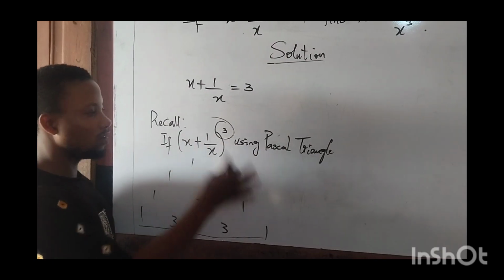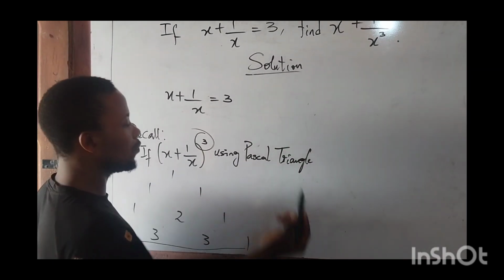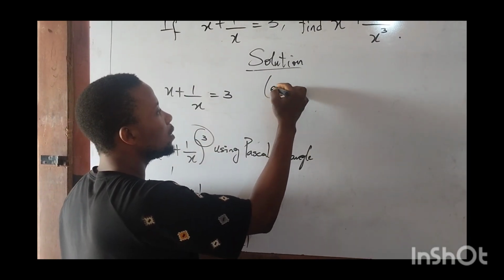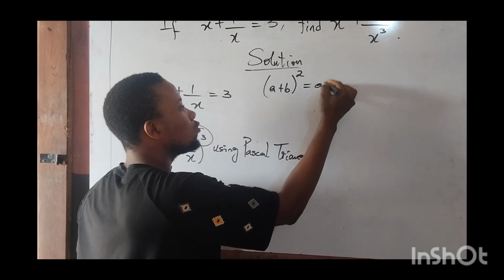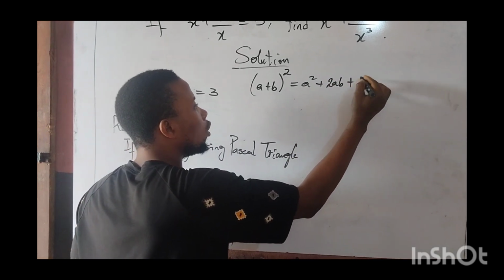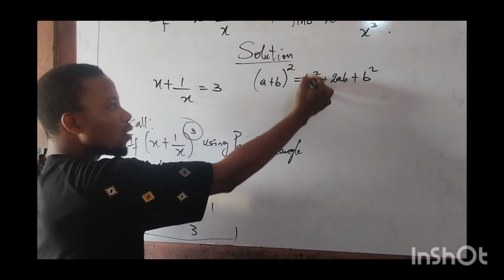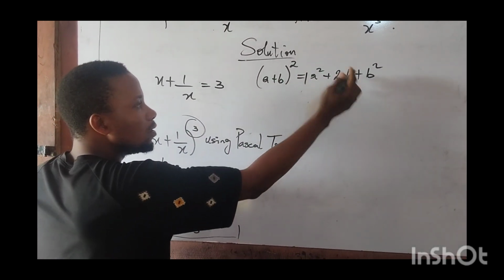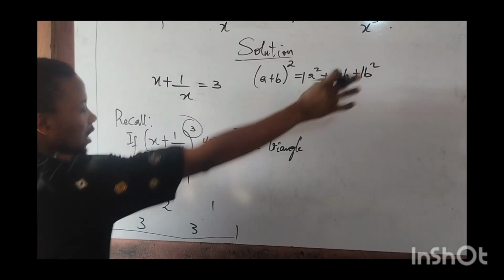When we have something of this nature, we want to expand. For example, if you have a plus b squared and you expand it, you are going to have a squared plus 2ab plus b squared. How do we get this? These are coefficients: 1, 2, 1. How do we get it? We get it using Pascal Triangle.